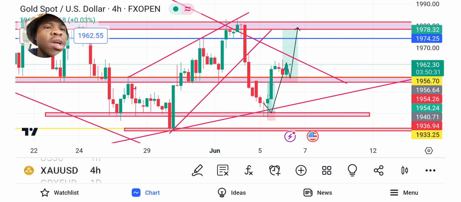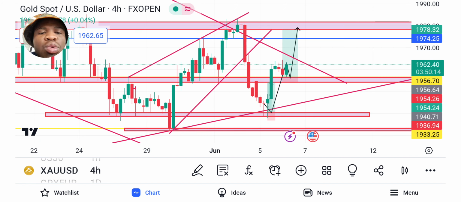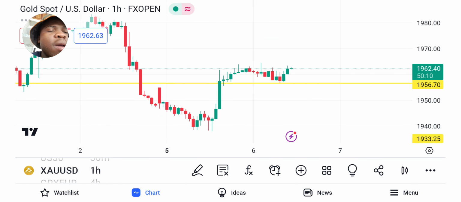Okay, let me go to the 1-hour time frame. Remember that I identified these zones on a 4-hour time frame. These zones, this zone, as well as these zones. I identify them on a 4-hour time frame most of the time. Okay, but anyways, let me go to the 1-hour time frame so that I properly show you the current.